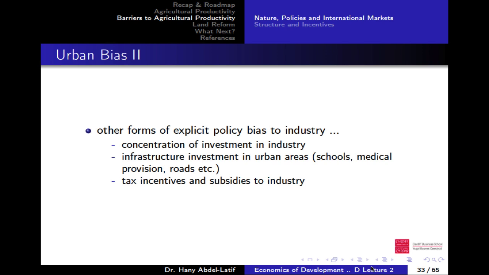So first, concentrating investment in industry. We are very concerned about industrial development, but then we forget the most basic thing, which is agriculture, which we need as well. So they have to go hand in hand. You can't just think about industry without thinking of agriculture. That could be like investing in infrastructure, schools.